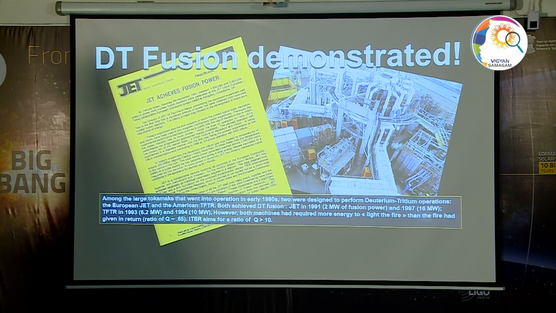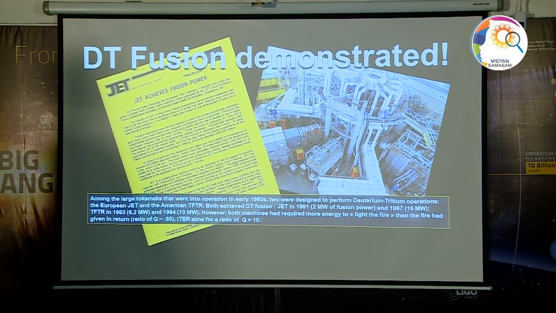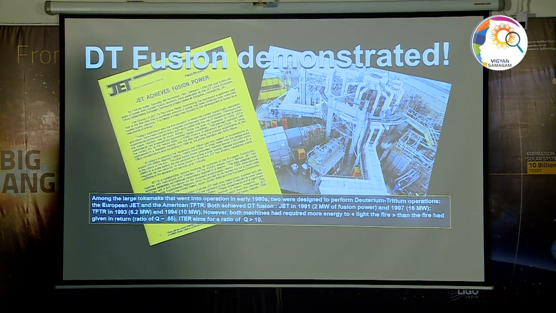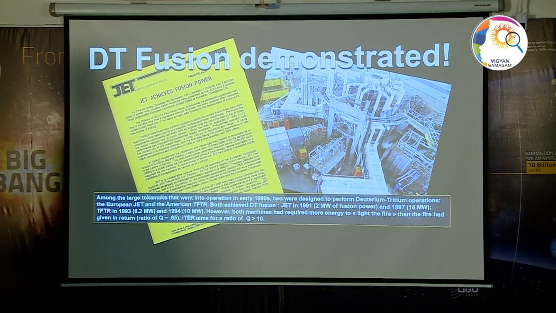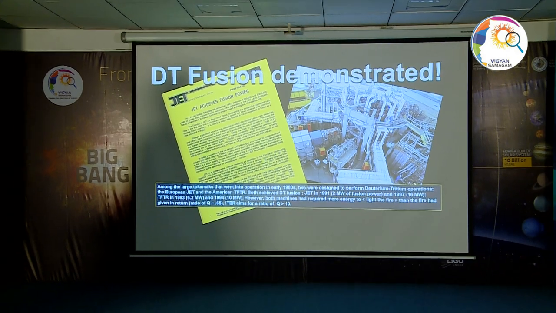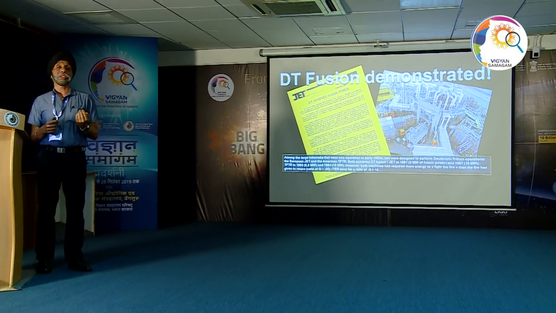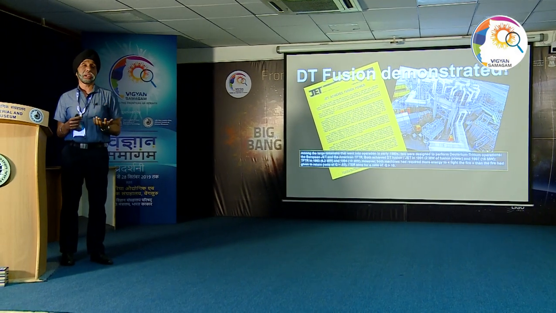Now, I was talking about DT fusion being demonstrated in the labs. As the years progressed, there were two labs in the world. One is the JET lab, Joint European Torus Experiment, which is in the UK. And there's another lab called TFTR, which is in the US. Both these labs demonstrated fusion at laboratory scale. But what happened was that for every 1 rupee of power they were putting inside the machine, the maximum they could get out of the machine was 0.65, 65 paisa equivalent.